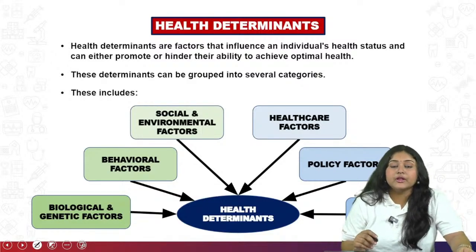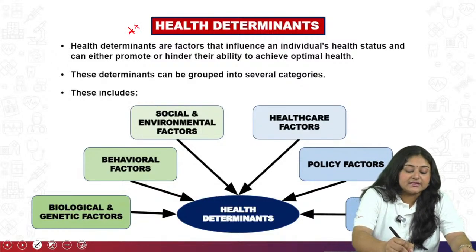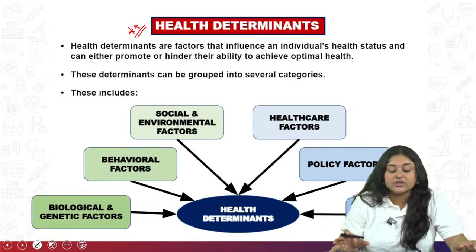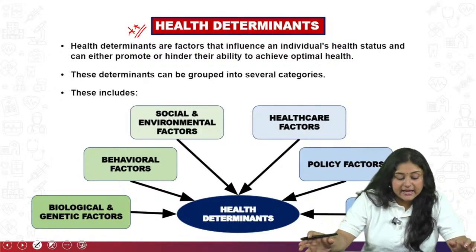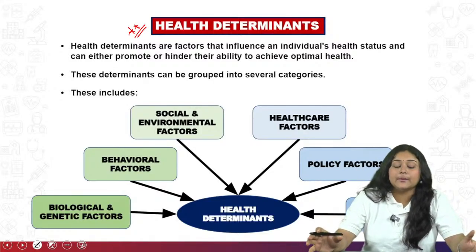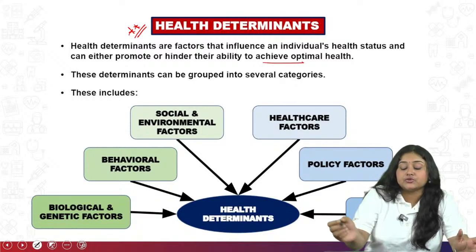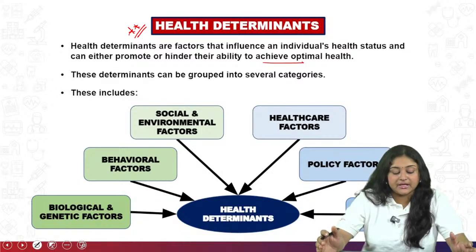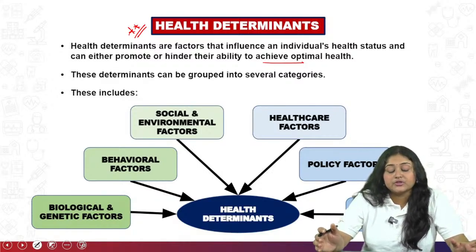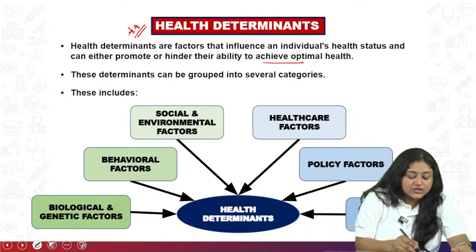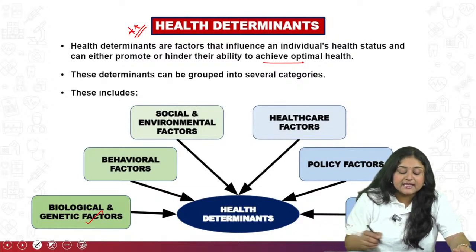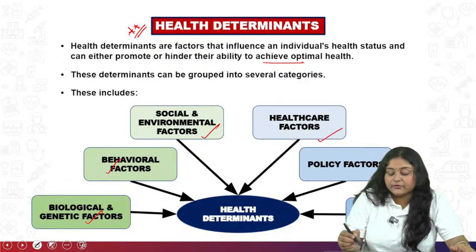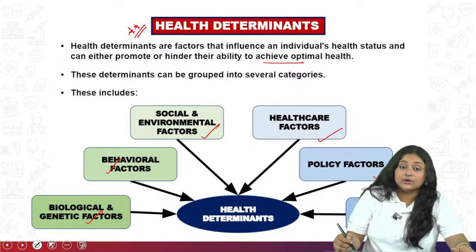Now come to one more important topic, that is the determinants of health. Determinants are factors which influence an individual's health status, and which can promote or hinder their ability to achieve optimal health. That is the main meaning of health determinants. These determinants can be grouped into several factors. First is biological or genetic factors, next is behavioral factors, next is social and environmental factors, healthcare factors, policy factors, as well as economic factors.